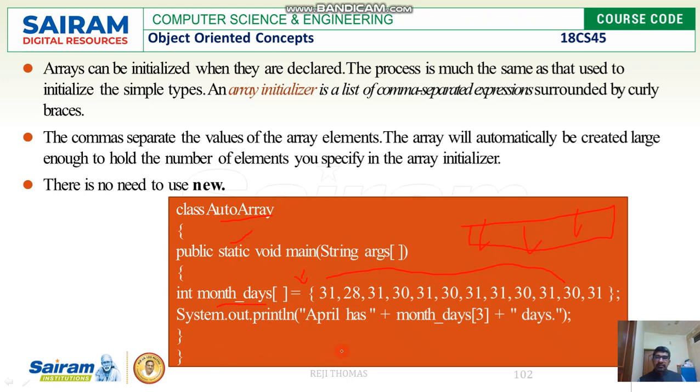And look at the next statement. April has month_days[3] days. What is the value? Because arrays start from 0, 1, 2, 3, month_days[3] is going to be 30. So this value will be displayed, and I'll get the statement, April has 30 days.